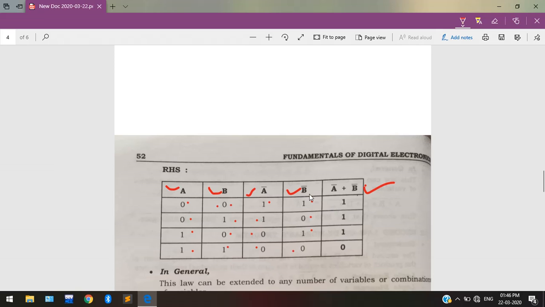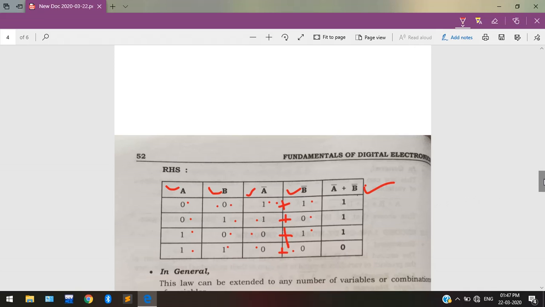Now we will add the third and fourth columns, A bar plus B bar. So simply we can see 1 plus 1, which gives output 1. Again 1 plus 0 gives output 1. Again 0 plus 1 gives output 1. And 0 plus 0, the output is 0.